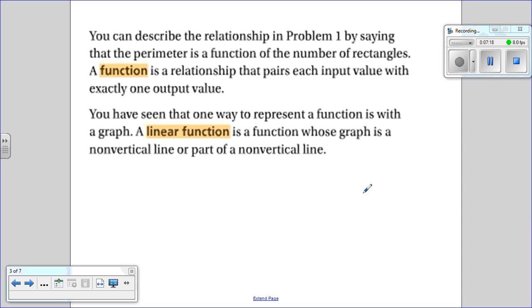Anytime that you can describe that relationship where you pair an input and an output, if there's only one output for each input, that's what's called a function. Okay. And anytime that function creates a non-vertical line or part of a non-vertical line, that's called a linear function. So I would put everything on this slide in your notes.